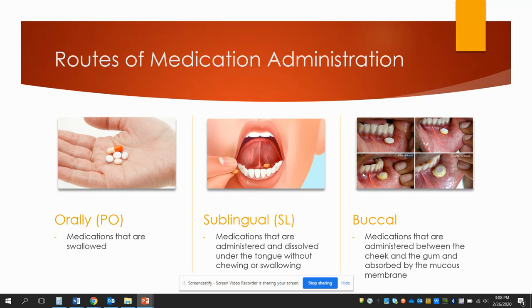Taking something by mouth or PO is the slowest form of medication administration because it has to be absorbed by the digestive system before it takes effect.